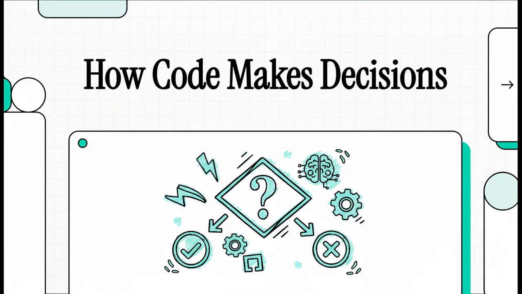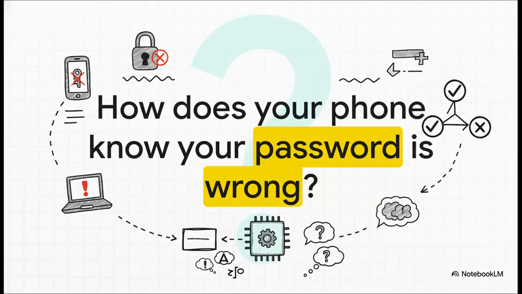All right, today we're going to dive into something that's at the very heart of all programming. How in the world does code actually make decisions? We're going to pull back the curtain and see how really simple instructions can make our devices seem so smart. I mean, really think about it for a second. How does your phone or your laptop or any website know that you've typed in the wrong password? It's not magic, I promise. It's a decision. And by the time we're done here, you're going to understand exactly how that decision gets made.